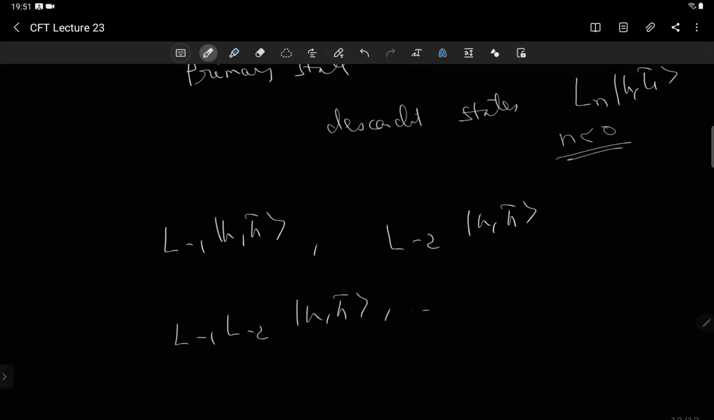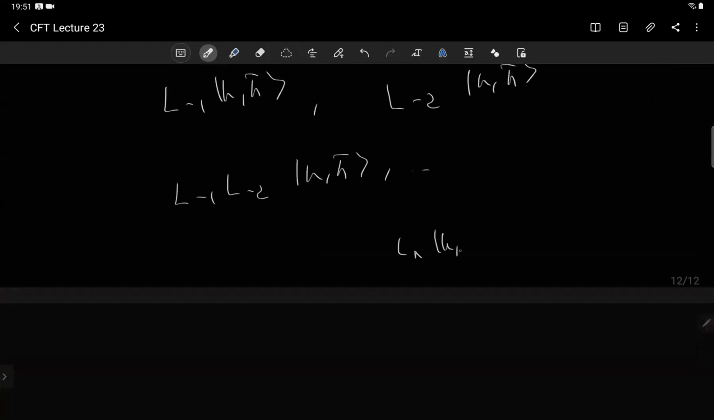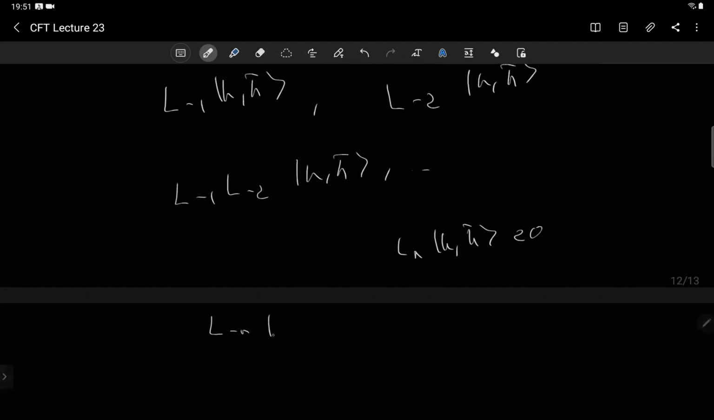These are called descendant states. Is it n less than 0? Yes, n less than 0. What I'm saying is that L_n acting on HH bar is 0 only for n greater than 0. But if n is less than 0, it will be a new state, and that state is what we call a descendant state. It's a descendant of the HH bar state.